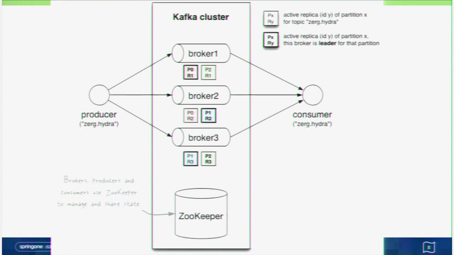Here's a somewhat complex diagram, but basically you have a producer and a consumer. You can have many of these brokers, so you can deploy as many as you want. They make backup copies of the data as well.